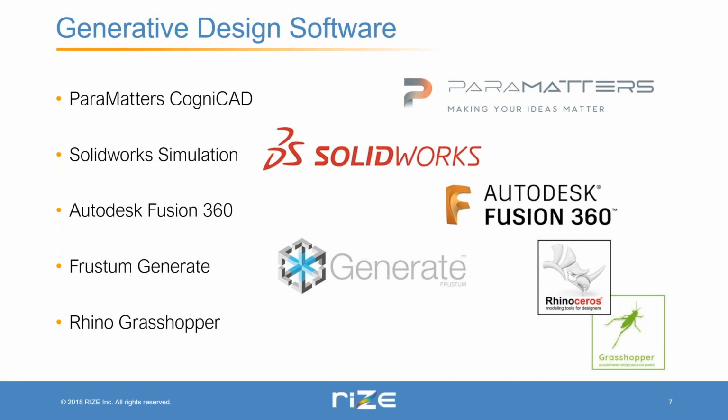So here are some of the different programs that are created for or beginning to implement different types of generative design capabilities. Paramatter's CogniCAD is a company that was produced specifically for generative design. And then you can see there are a few other major companies, SolidWorks, Autodesk, that are implementing it alongside their other functions. And this is certainly not an exhaustive list. Generative design is becoming a very popular technology, a very popular type of software. So there are companies producing generative design that are popping up all over the place. So whatever your requirements are, it's likely that someone is producing something that would be valuable to you.